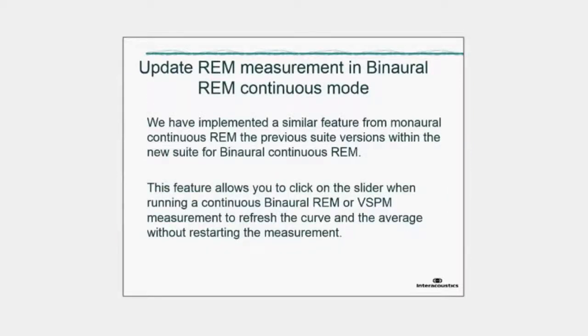Another feature which we had in the past in monaural continuous measurements, but we've now implemented for binaural continuous measurements, is the feature which allows you to click on the intensity slider to reset the average of the target and of the measurement curve. And this is quite nice when you're measuring in an environment which is quite busy, or if there are disruptions, to quickly click on the intensity slider to reset the measurement to prevent you from having to stop the measurement and rerun it again. And this feature was previously available in monaural only, however we've put it in for binaural as well. And this is both for Affinity, Equinox and Callisto.